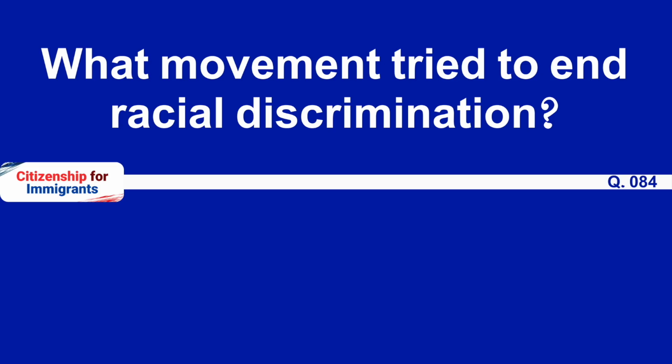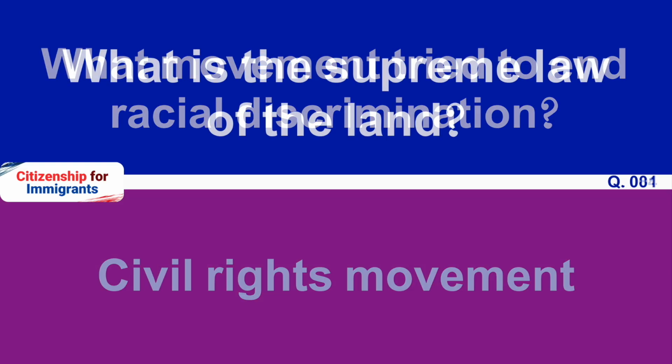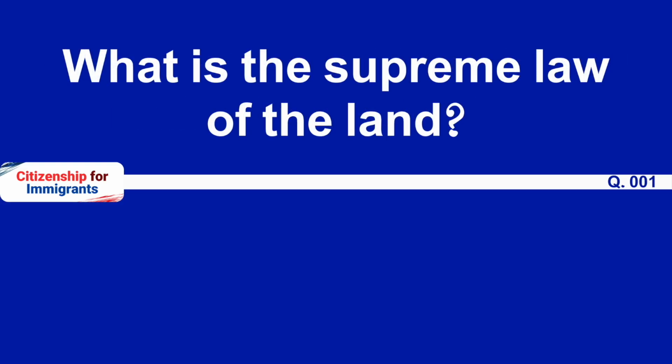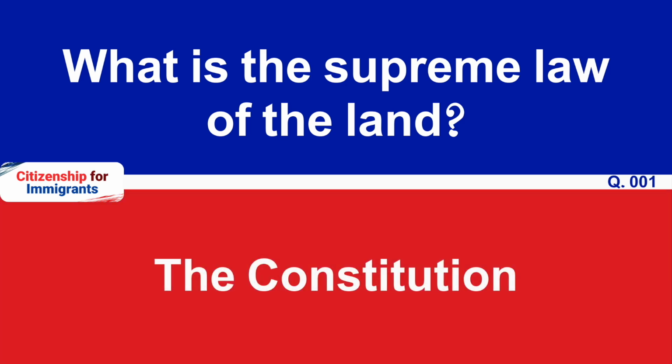What movement tried to end racial discrimination? Civil rights movement. What is the supreme law of the land? The Constitution.